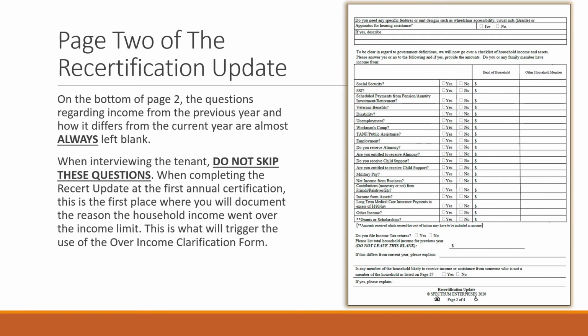Page 2 of the recertification update. On the bottom of page 2, the questions regarding income from the previous year and how it differs from the current year are almost always left blank. When interviewing the tenant, do not skip these questions. When completing the recert update at the first annual certification, this is the first place where you will document the reason the household income went over the income limit at the first annual certification. This is what will trigger the use of the over-income clarification form.